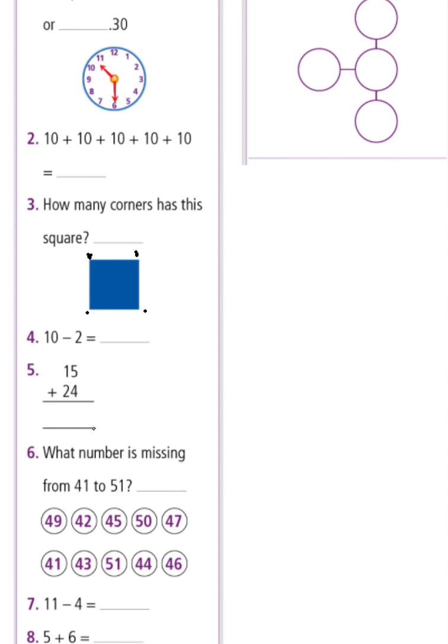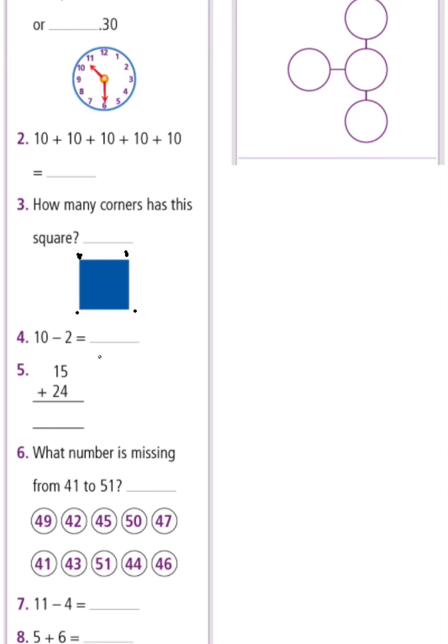Number 5, 15 plus 24. So let's have a look at our tens and units, like we were doing with the dice yesterday. Tens and units. We always start with adding our units first for addition. So 5 plus 4 equals, and 1 plus 2 equals. And that's really 10 plus 20.